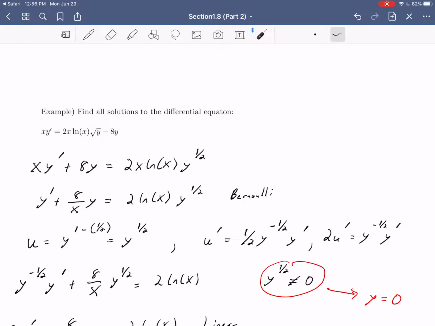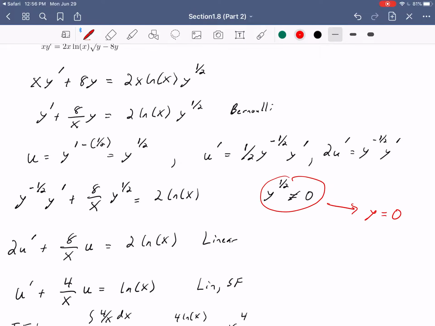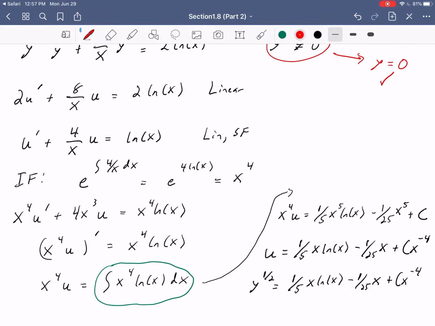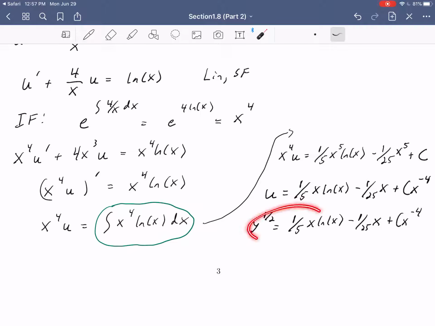So if we check y equals 0 back in this original differential equation, well, if y is equal to 0, left-hand side is certainly equal to 0. Right-hand side is also going to be equal to 0. So that does work as a solution. So we would need to include that on our list here.